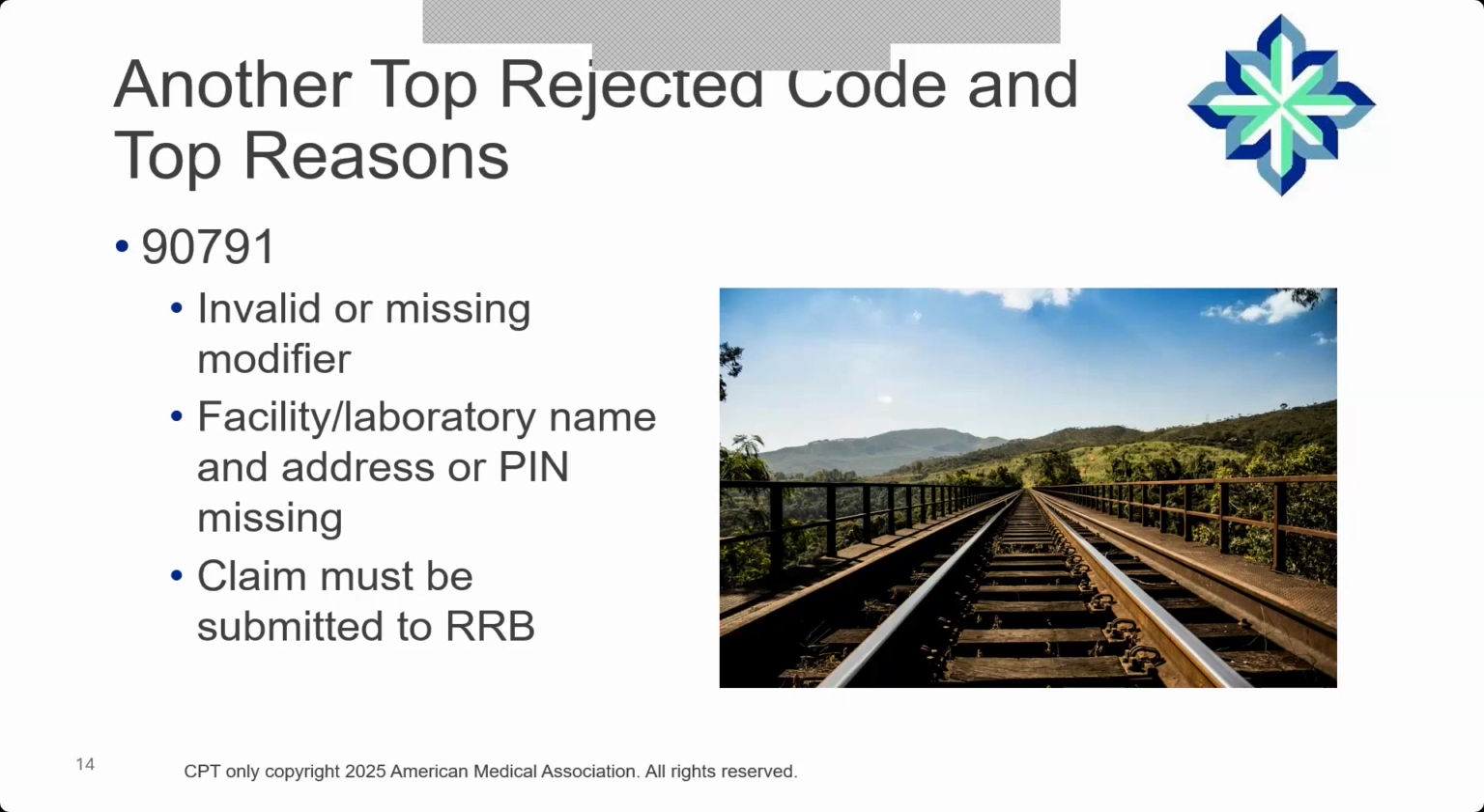These claims for 90791, the third most common reason we rejected them at WPS is because the claim shouldn't come to WPS if that beneficiary is a railroad retiree. It should go to Palmetto GBA. I'll show you some resources later which will help you identify where to submit the claim. CMS actually has an interactive map on their website where you can click on any state and it will tell you, for MAC claims, send your claim here. For the Railroad Retirement Board, send your claim here. If you're looking for information on one of the medical review contractors, that information is in that interactive map. So a lot of great information out there.